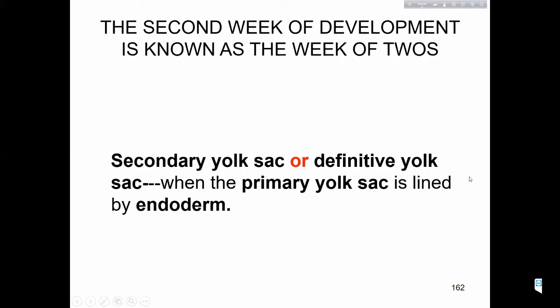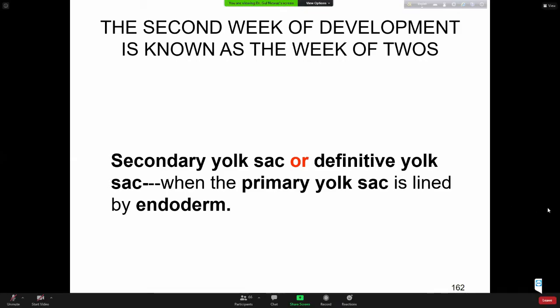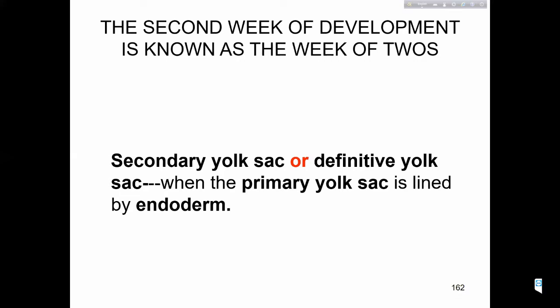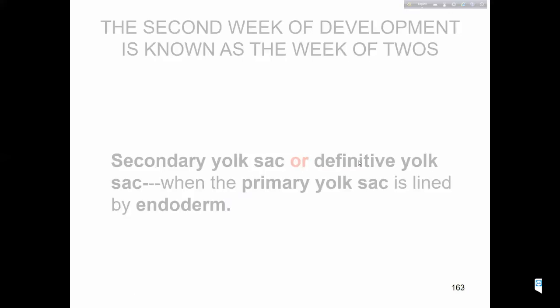Now, the secondary yolk sac, the other name is definitive yolk sac, is when the primary yolk sac is lined by endoderm. Just remember, what is a secondary yolk sac? The other name of the secondary yolk sac is definitive yolk sac. What is that? When the primary yolk sac is lined by endoderm. So in other words, when the primary yolk sac is lined by endoderm, we call it a secondary yolk sac or a definitive yolk sac. This is very important because I told you the gut tube will be formed from here.